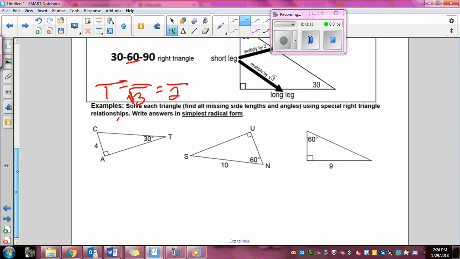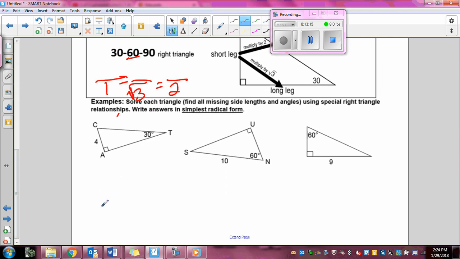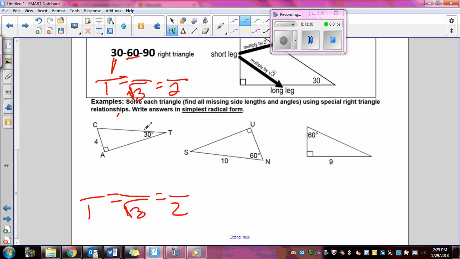So you guys are going to help me out now. So I have my small one is, let's just write it down. Small 1, square root of 3, and 2. Put an equal sign in between. So my 1 is going to be opposite my 30. So my 30 is this. So that is going to be 4.